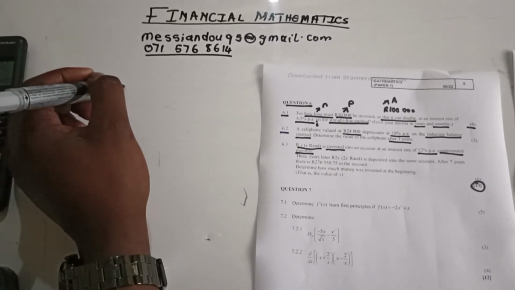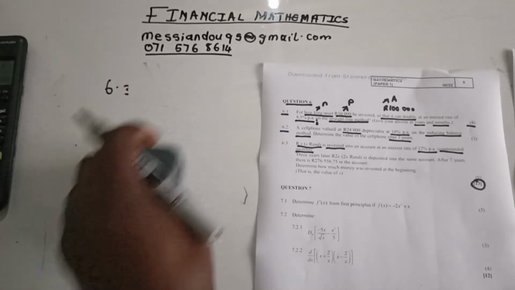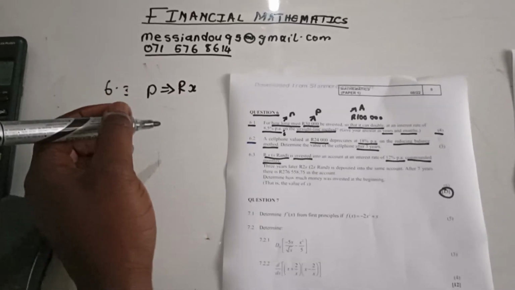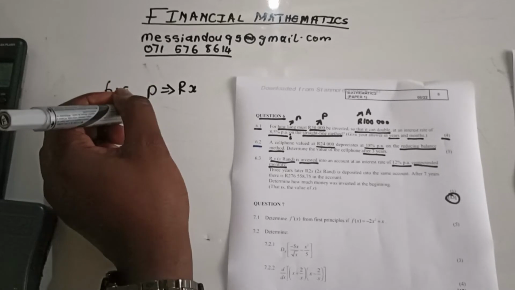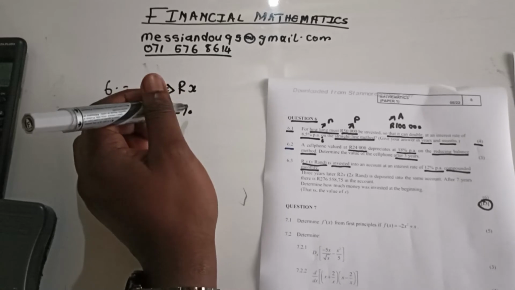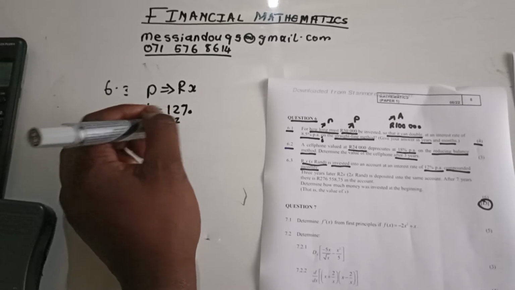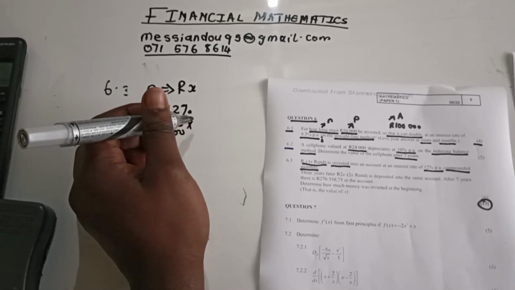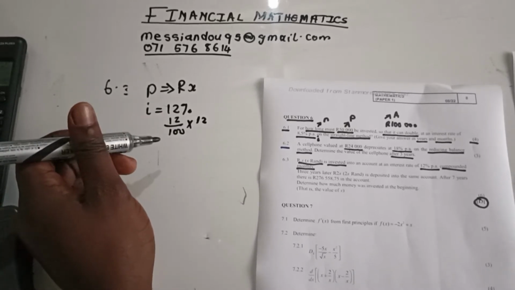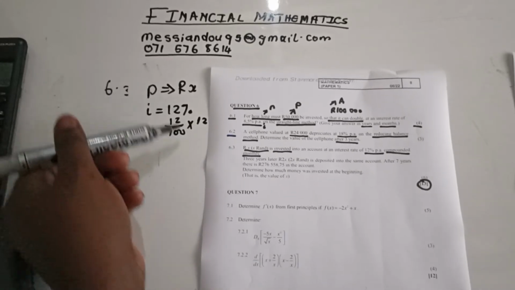Okay, 6.3. We are given just R X. Remember, an amount invested, we're talking about P, right? So we are given the P as just an X that is invested at an interest of 12% per annum, which is compounded monthly. Remember, compounded monthly means that you have to say 12 divided by 100, then divide it by 12 because it's monthly, okay? Don't forget this. We are still analyzing the question. So far, so good. This is exactly what we have on the table.